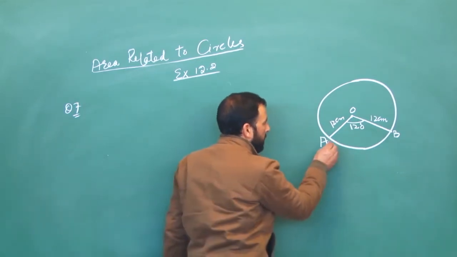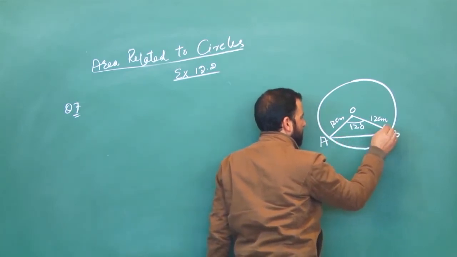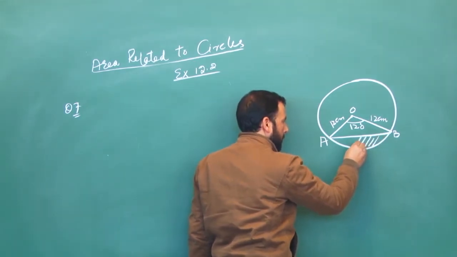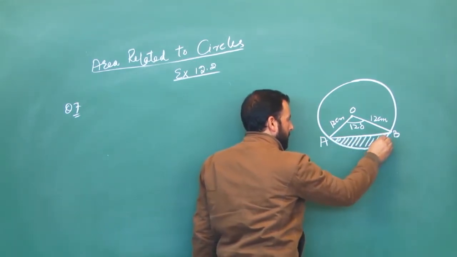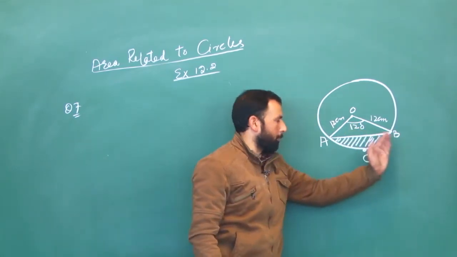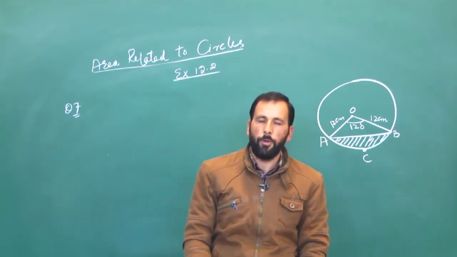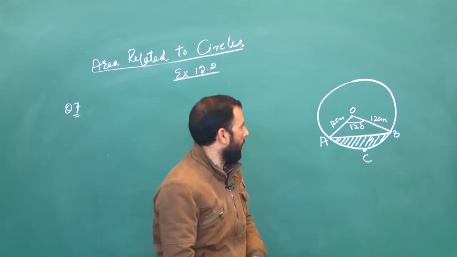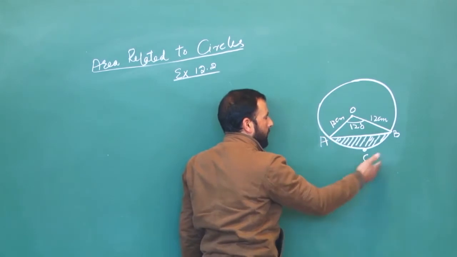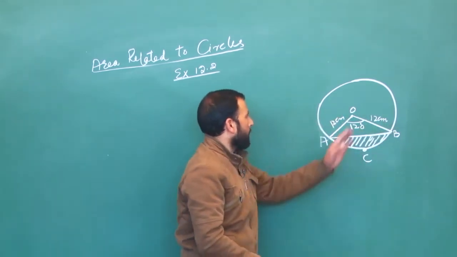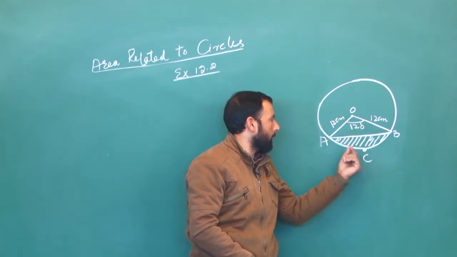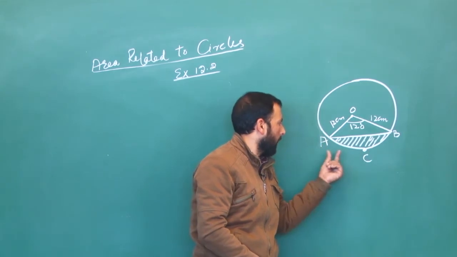So let us join A to B, this AB. The corresponding segment is this shaded region. Let this point be C. So ACB is the corresponding segment of this circle. Now we have to find the area of this segment. Clearly, if we take OACB as a sector and OAB is a triangle, then area of the sector minus area of the triangle will be equal to the area of this segment ACB.